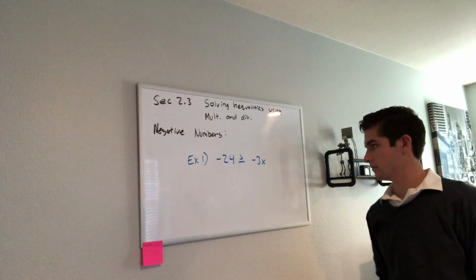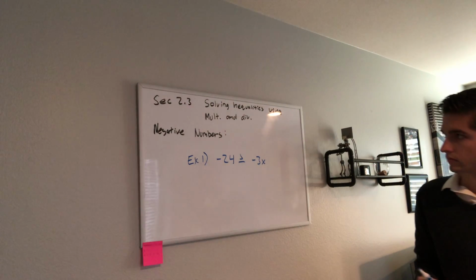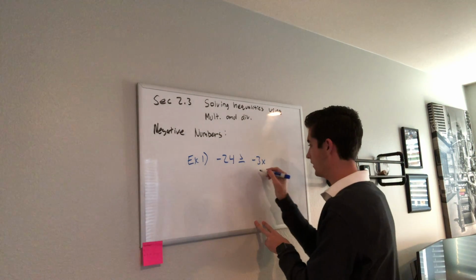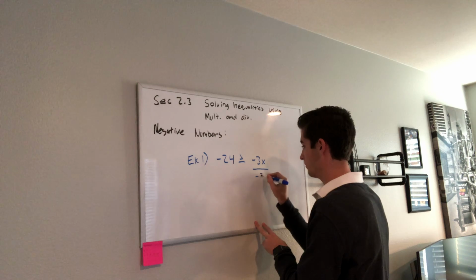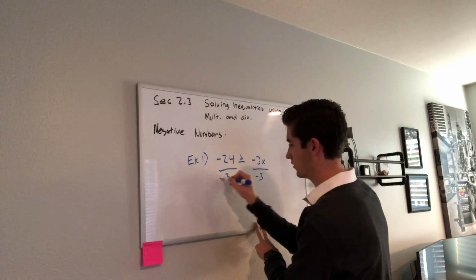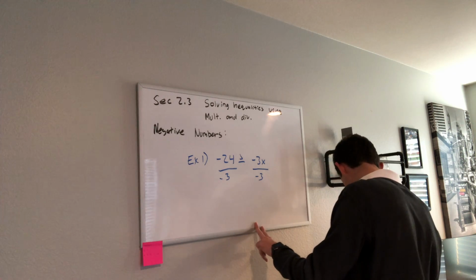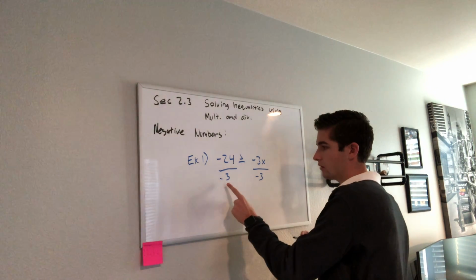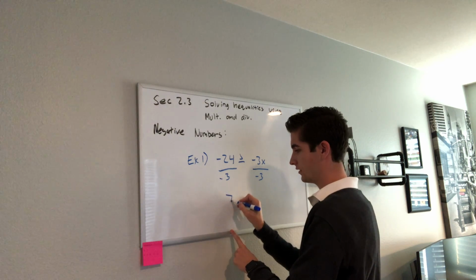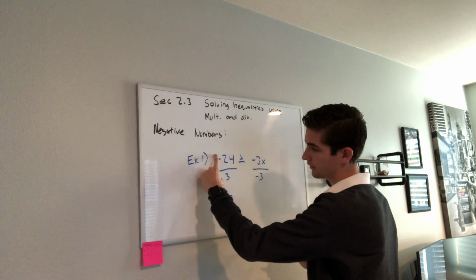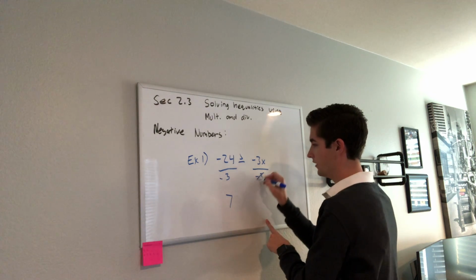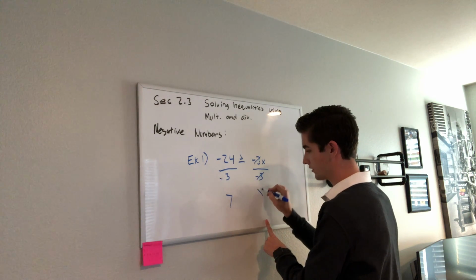Alright, so the first thing we have to do is divide by negative 3. Right? So we're dividing by a negative 3. Well, we know 3 times 7 gives us 21, so this is going to give us a 7, right? A negative divided by a negative gives us a positive. These will cancel out to give us an x.